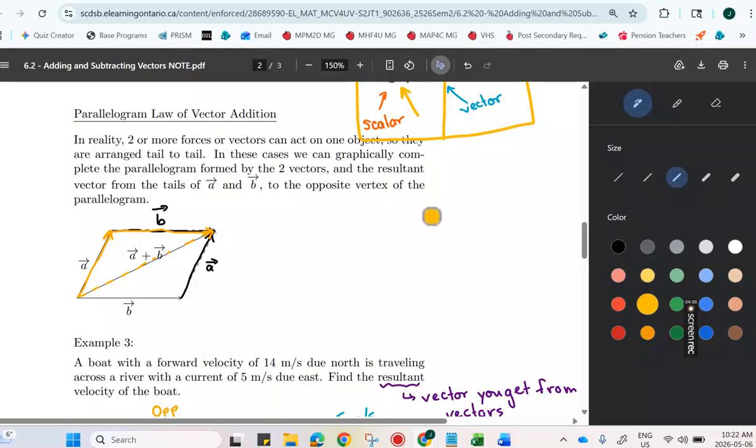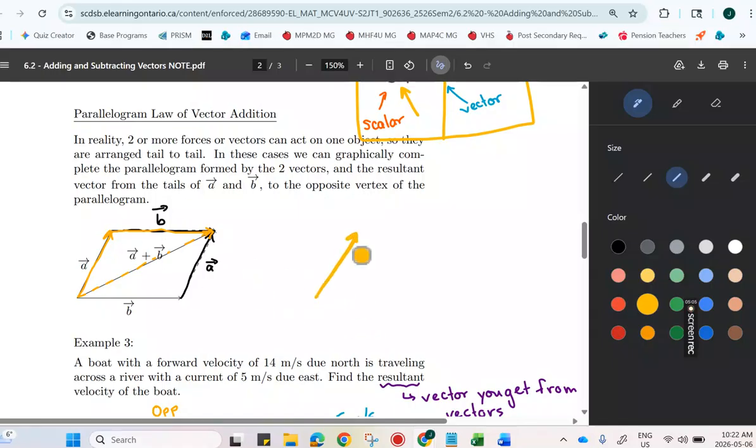So what's the parallelogram law of vector addition? Two or more forces or vectors act on one object so they can be arranged from tail to tail. In these cases, we can graphically complete the parallelogram formed by the two vectors and the resultant vector from the tails of A and B to the opposite vertex of the parallelogram. So what does that mean? Well, let's think about this. I'm going to redraw this to clarify things.